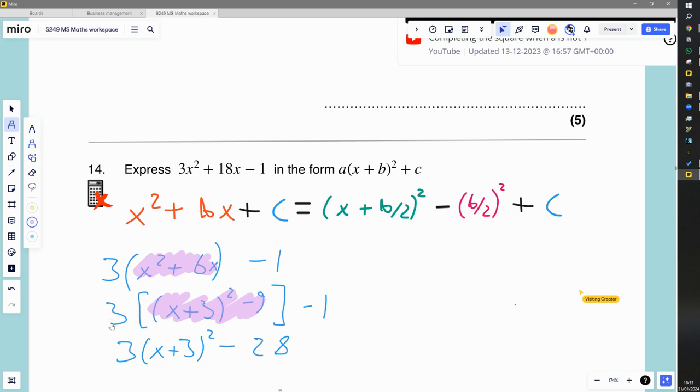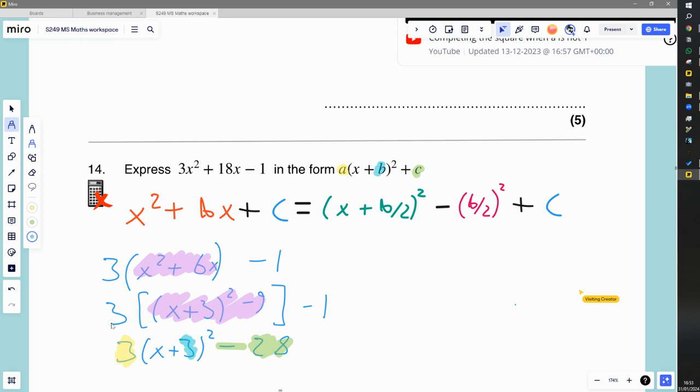So now we've got it in the right form. So there's our A, and that's our C. Well, actually, negative 28 is our C. And yeah, there's our B.